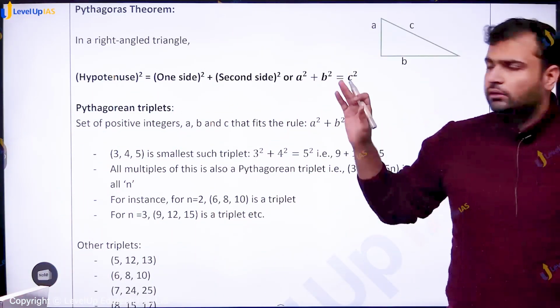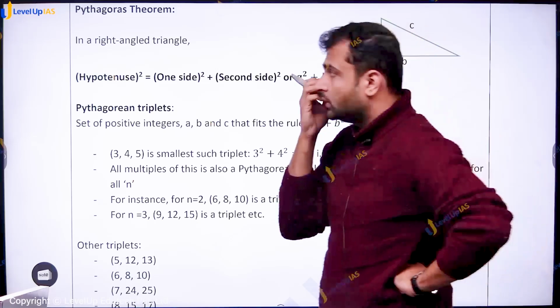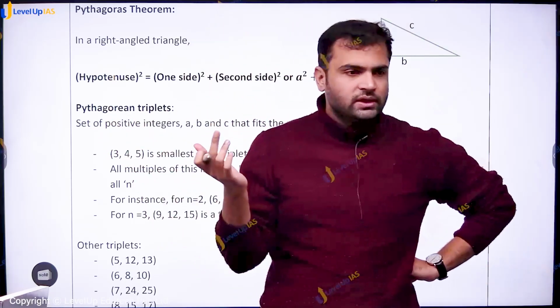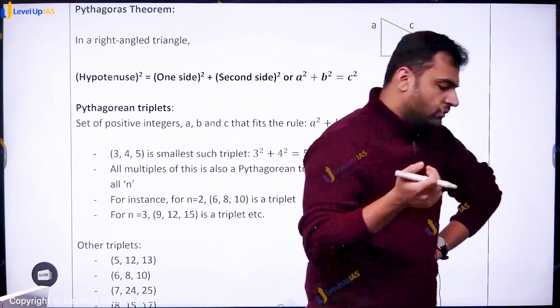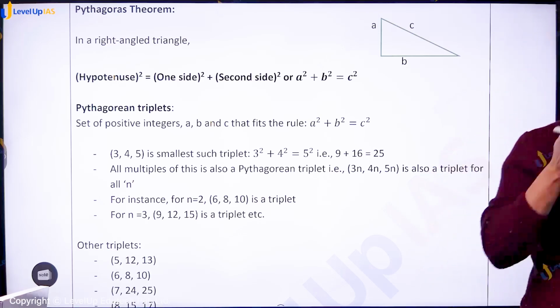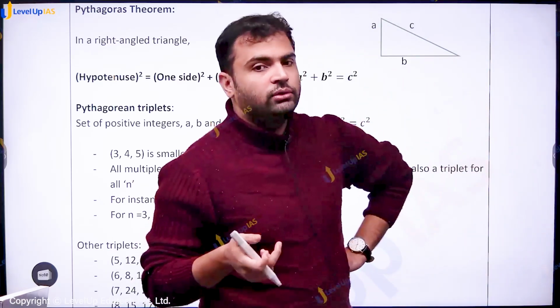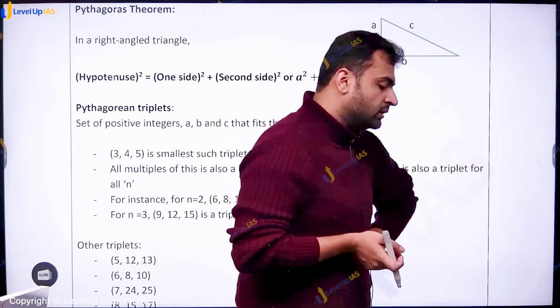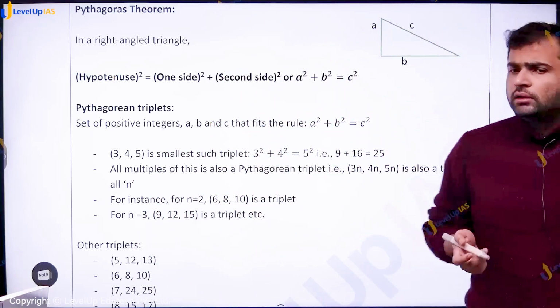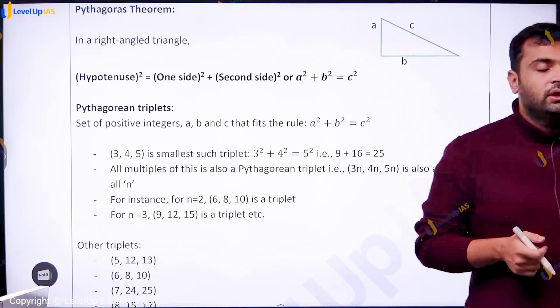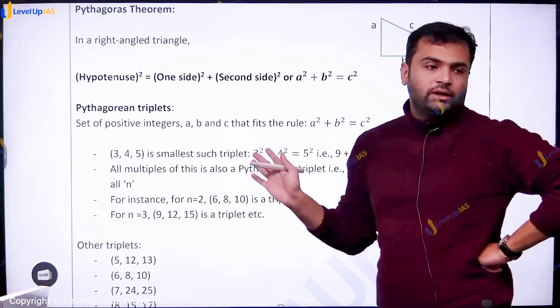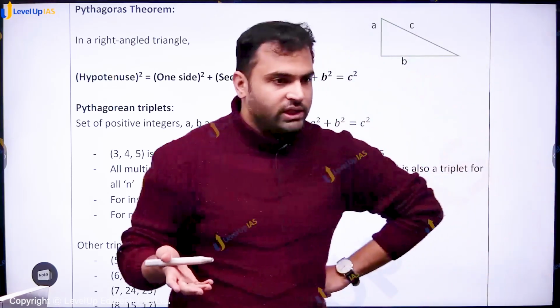Yesterday we covered basics of geometry. We also covered Pythagoras theorem. It was very simple: the sum of squares of two sides of a right angle triangle is equal to the square of the hypotenuse. And any three numbers that follow that rule are called Pythagorean triplets.